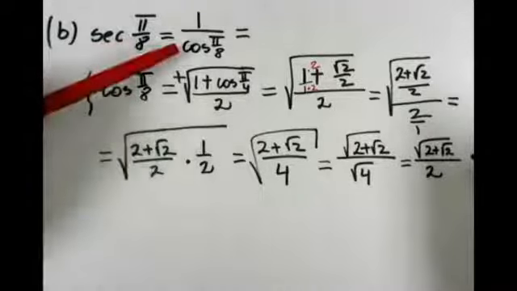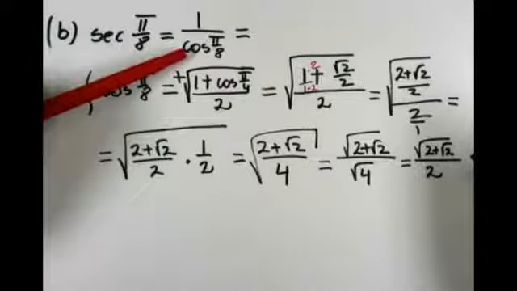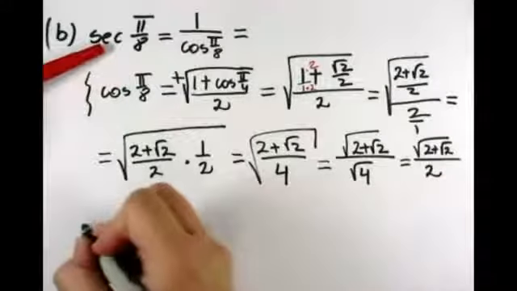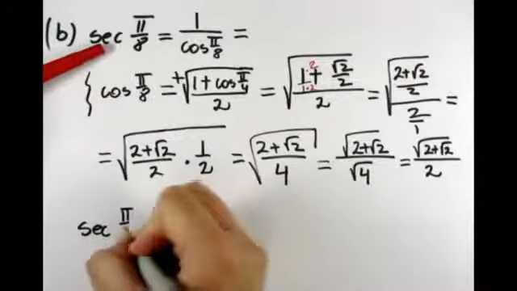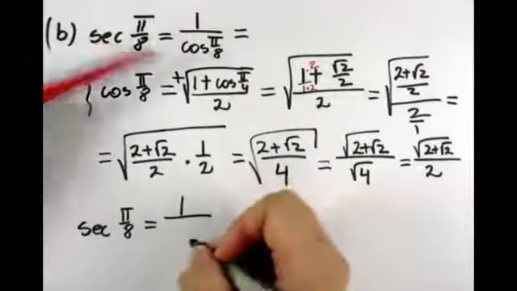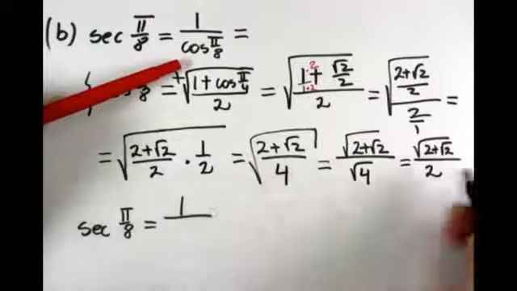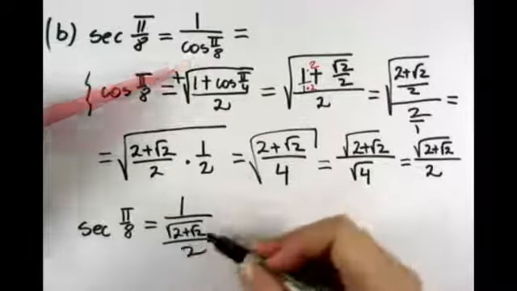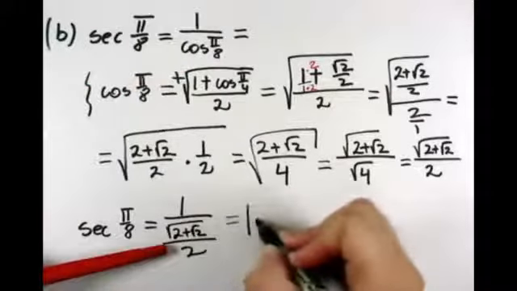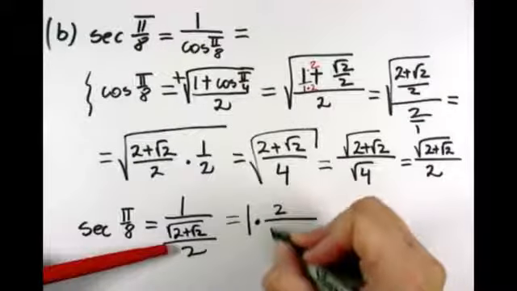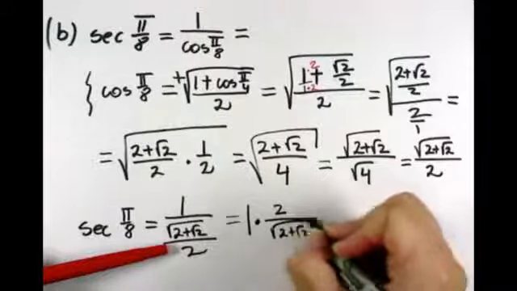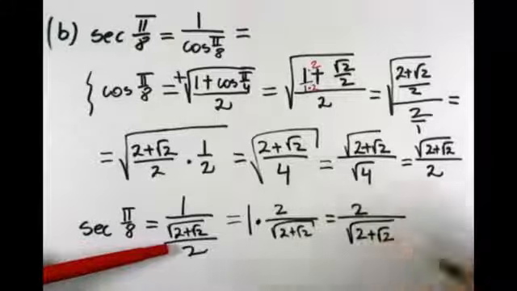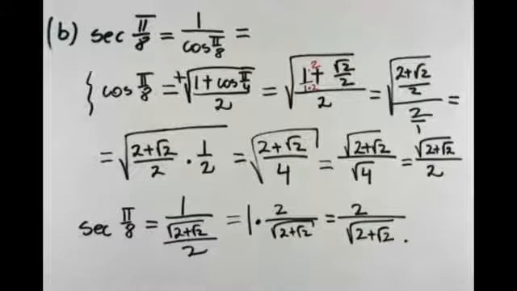Why did I do this? Because I'm not done with the question. I just found that cos pi over 8 is this value. Now I need to write 1 over. So my secant pi over 8 is 1 over cos pi over 8, which is 1 over the square root of 2 plus root 2, over 2. To divide by a fraction means multiply by its reciprocal. So we do need to flip it. This gives me 2 over the square root of 2 plus root 2. And that's my final answer.